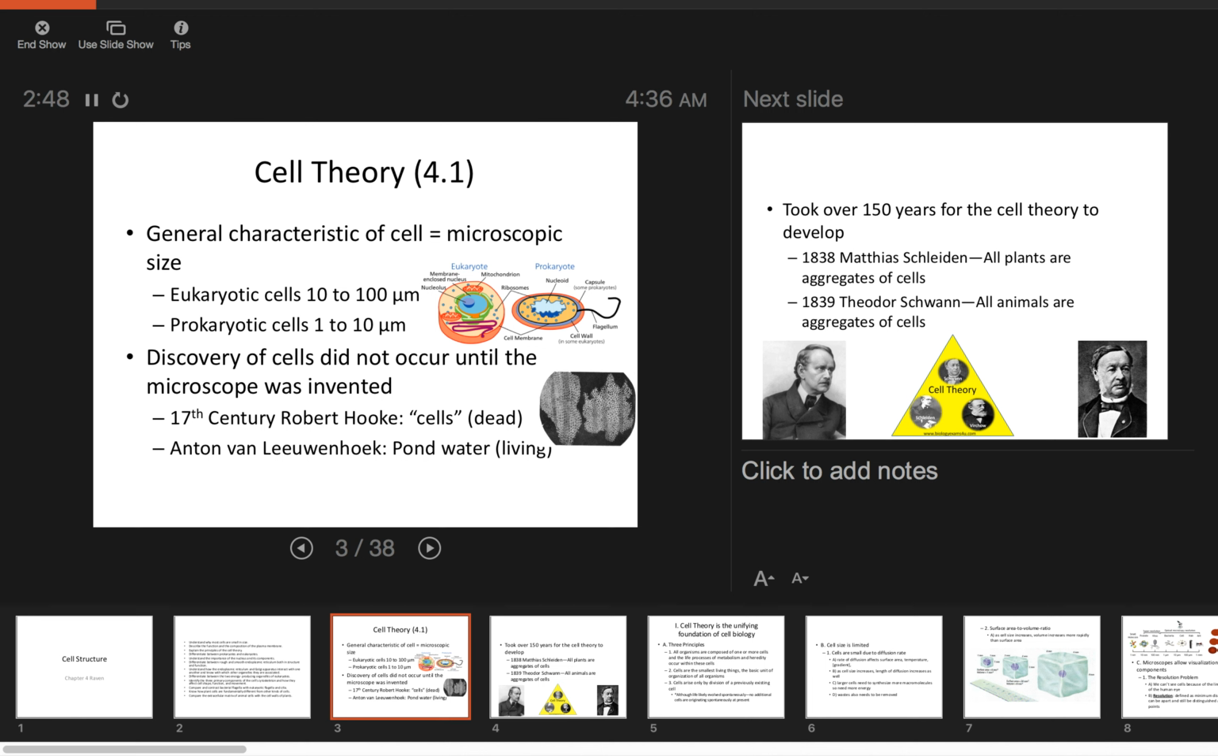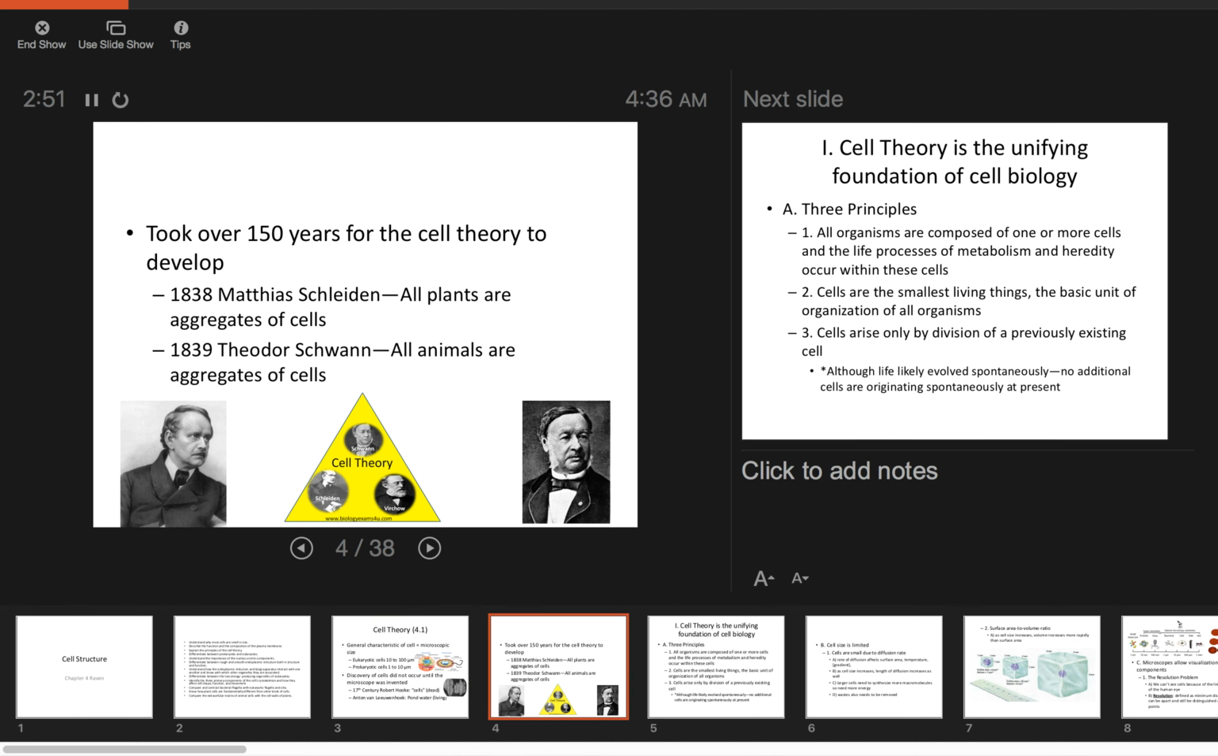Anton van Leeuwenhoek looked at pond water and noticed that there were tiny little organisms swimming around in it. He actually called them animalcules, but he's credited for looking at the first live cell under a microscope. But the cell theory took over 150 years to develop, and it's many scientists, many observations put together over a series of time. Remember, theory in science is not a hunch. Theory in science is based on evidence, and until we come across evidence that doesn't fit, then we have to go back and revise the cell theory. But this is based on observations and experimentation.